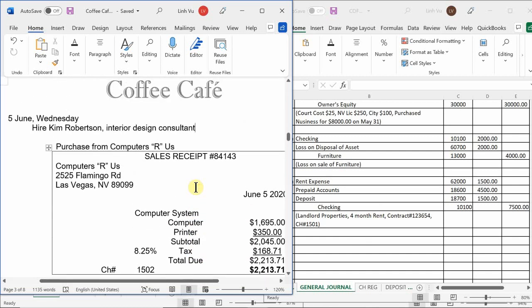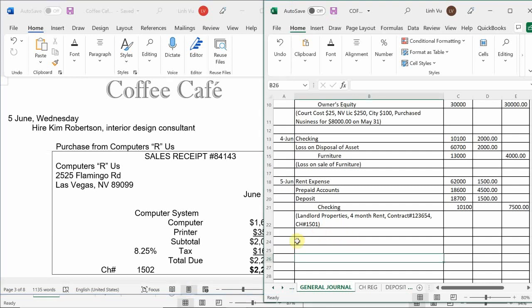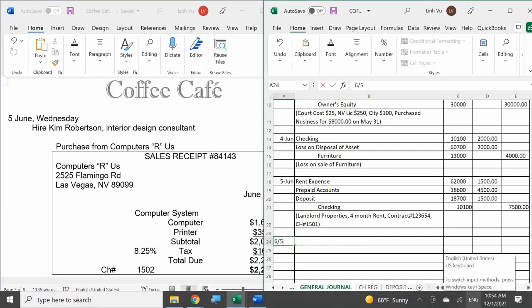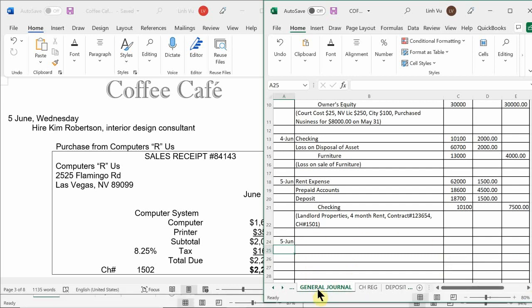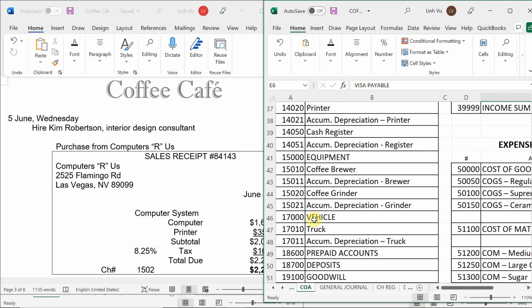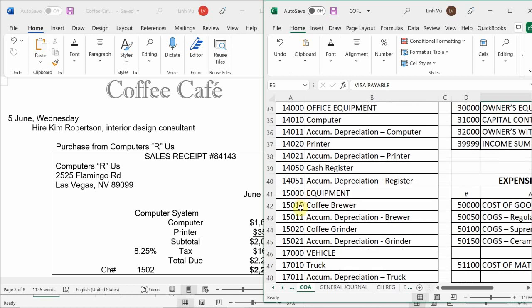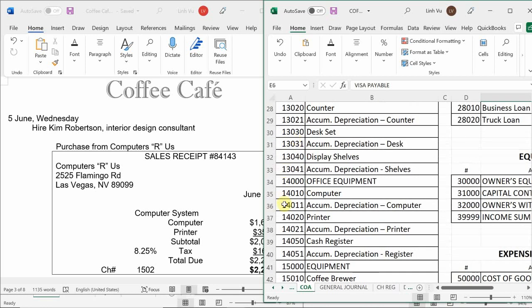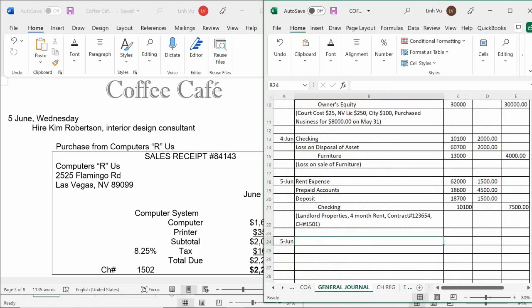What did I buy? A computer and a printer. Let's go check your chart of accounts. Does that exist? It's an asset, a fixed asset. Let's take a look. It's office equipment. So do I have an account for a computer and an account for a printer? Yes, you do. 1410 for the computer, 1420 for the printer. So that means, yes, my accounts do exist.